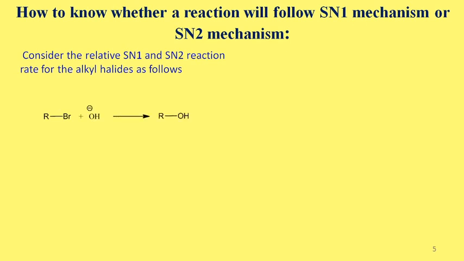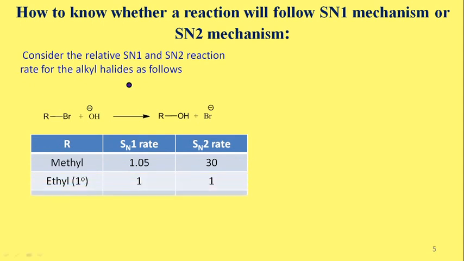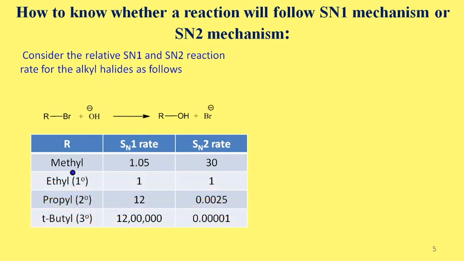If we consider the relative rates of SN1 and SN2 reactions for the hydrolysis of alkyl halides, it is found that when methyl halide is present, the relative rate of SN1 is 1.05, while the SN2 rate is 30. In the case of ethyl, isopropyl, and tertiary butyl, the rate of SN1 reaction increases, while the rate of SN2 reaction decreases. In the case of a tertiary alkyl halide, negligible SN2 reaction is observed.